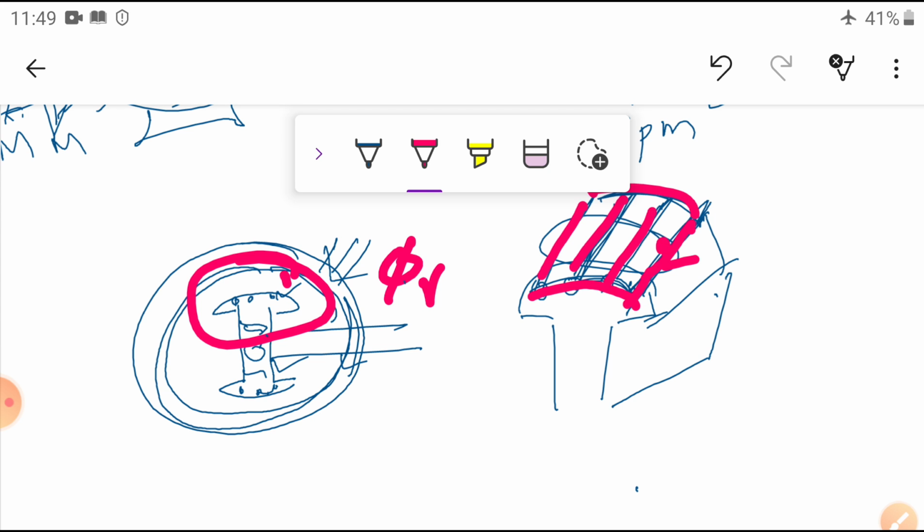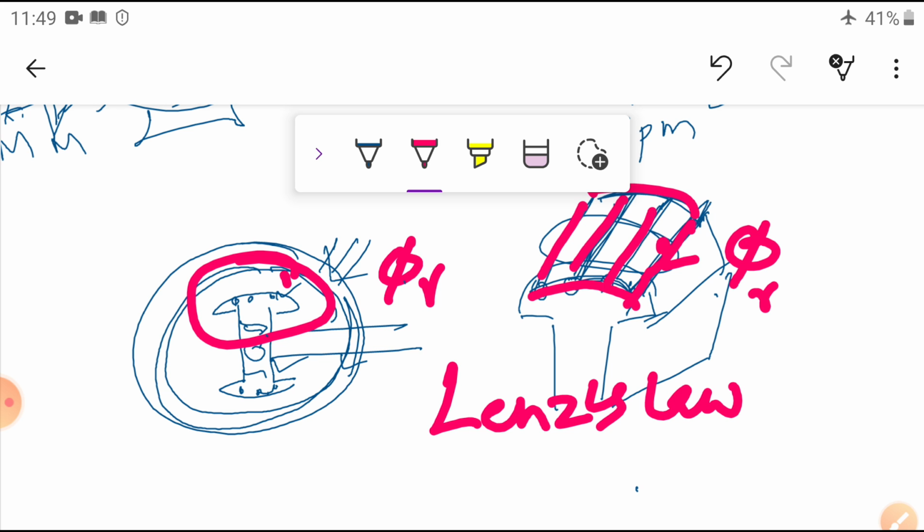The current flows and produces its flux. This flux is in such a way that, as per Lenz's law, it always opposes the cause of its production. The cause is the relative motion between these two. Then the rotor will automatically generate a flux and try to avoid the relative motion. So the rotor will try to move in the direction of the stator rotating magnetic field.